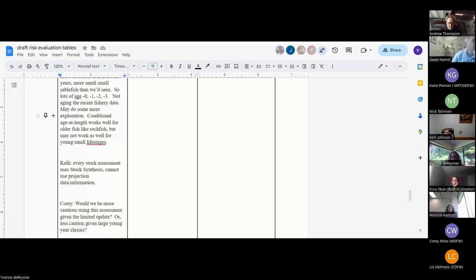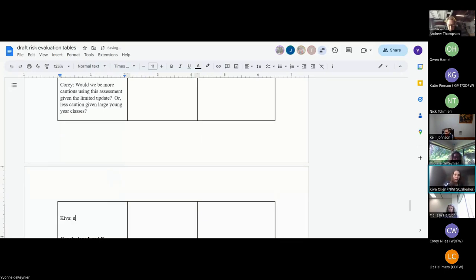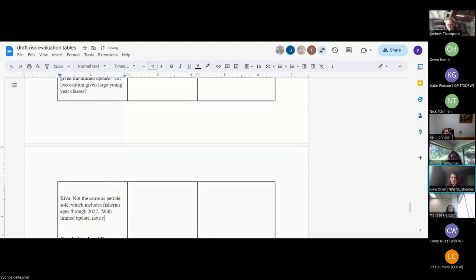Thanks, Corey. Kiva and then Kelly. Owen and Kelly can speak to this more than me, but I don't think it's in the same category as Petrale sole, because Petrale sole does have all of the data through today. It includes ages from the fishery through 2022. Sablefish isn't going to have updated fishery ages. So we have this source of uncertainty because we didn't update all of our data. In addition, as an assessment scientist, they're re-examining the entire structure of the Petrale sole assessment model this year, and there's no opportunity to do that for sablefish. So I would put it in a different category than Petrale. Thank you. That makes sense.